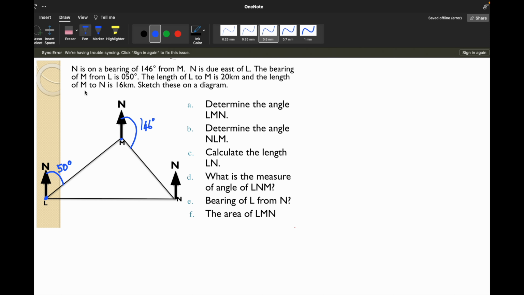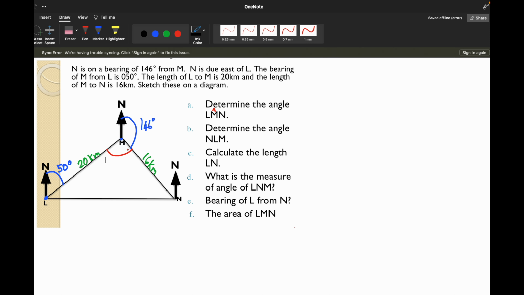So the next part says the length of L to M is 20. So that was easy stuff. L to M is 20, so we just label 20 here. And then from this one, it's 16, because it says M to N is 16. Okay, so this is the thing now. We want to determine the angle LMN. So LMN, that means the angle is right by the M. So L to M to N, that means our angle is right here. This is the angle that we're trying to calculate.